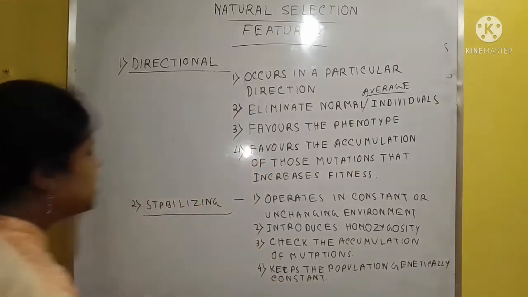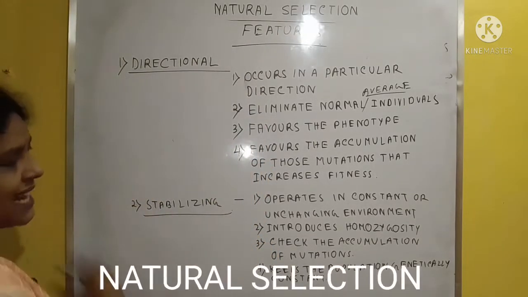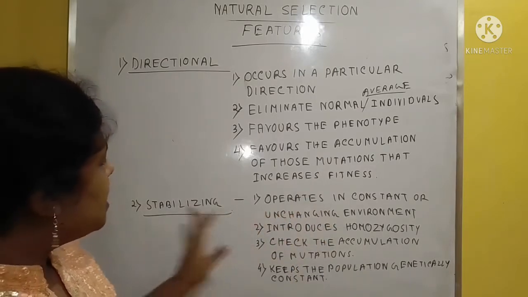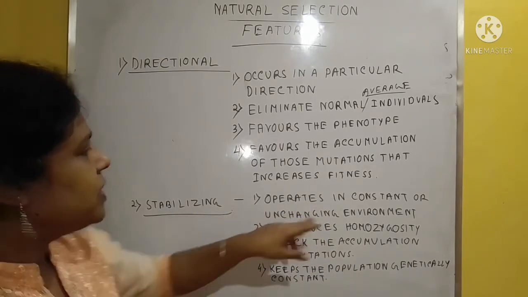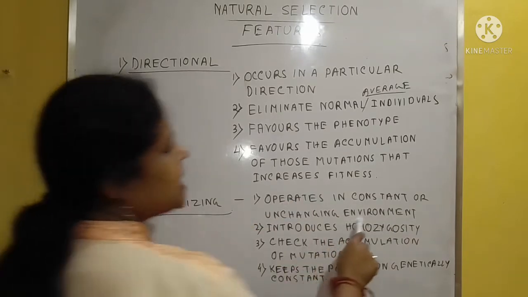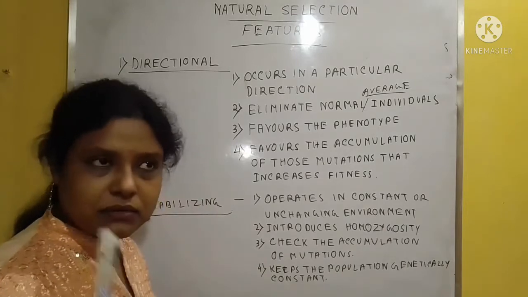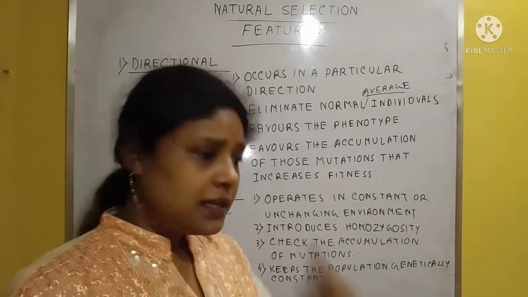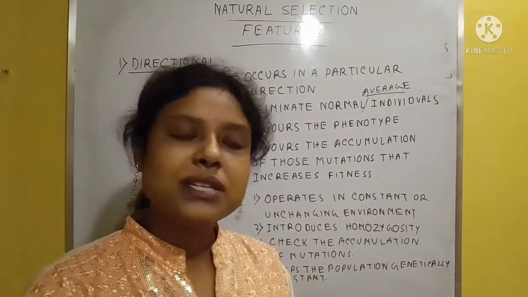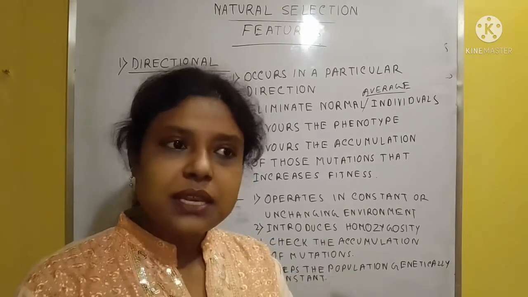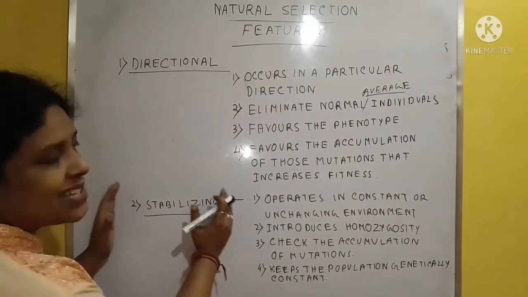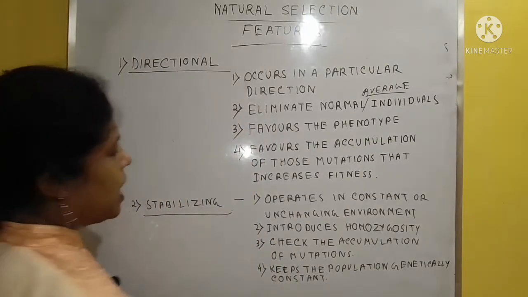Clear? In case of stabilizing selection, these features we can see. One is that this selection operates in a constant or unchanging environment. In an unchanging environment, new features or new climatic changes are not seen there. Okay, the change is constant. So in that situation, this type of natural selection we can see.